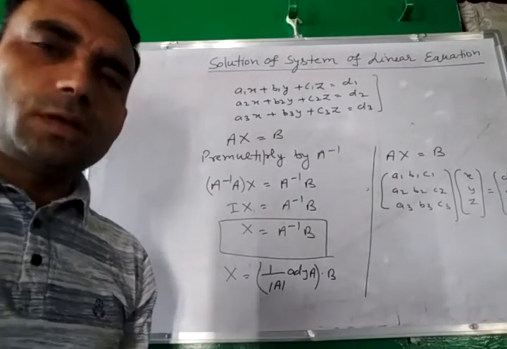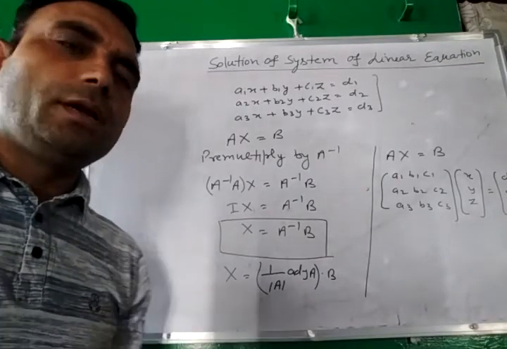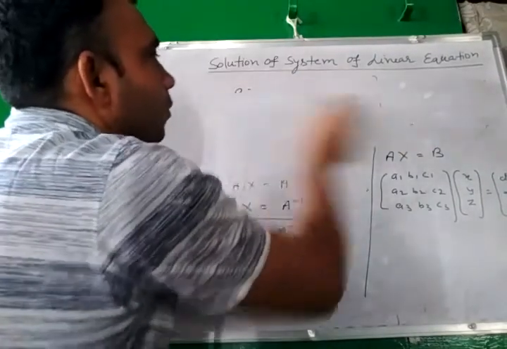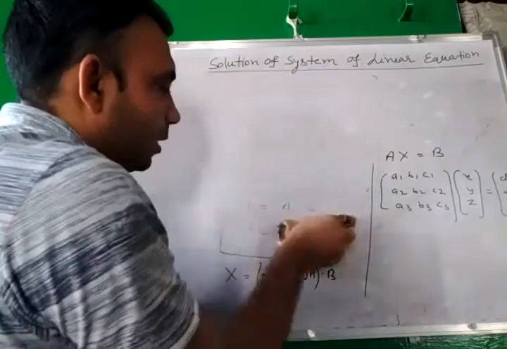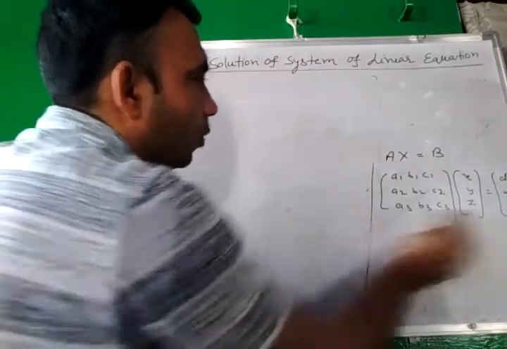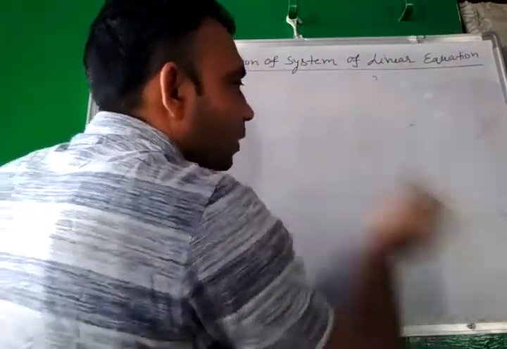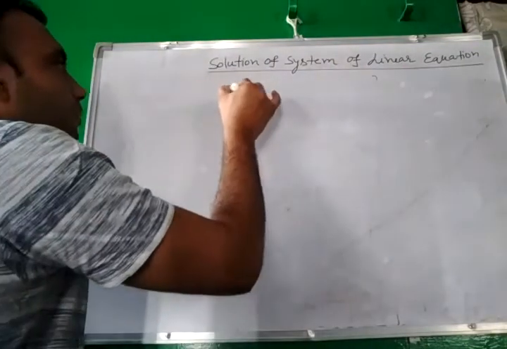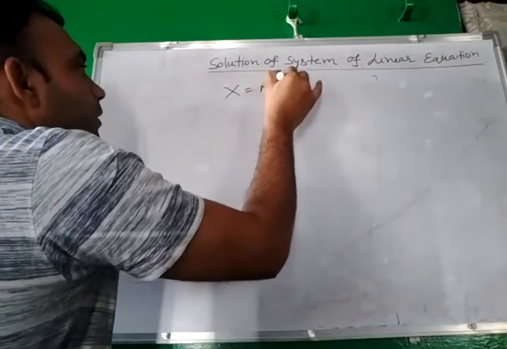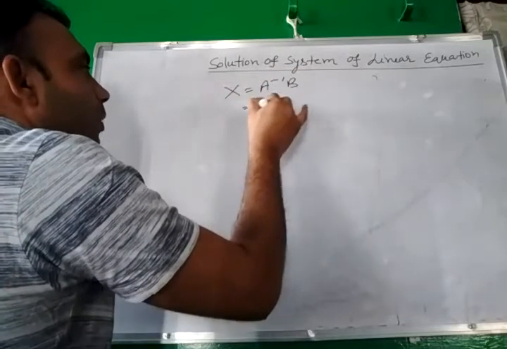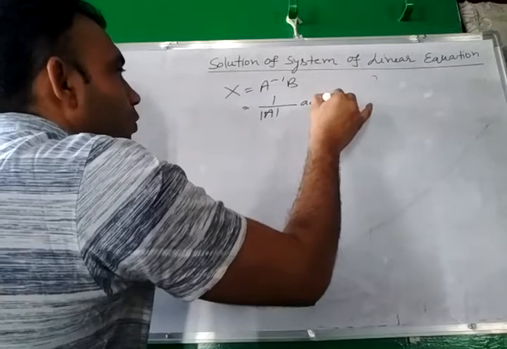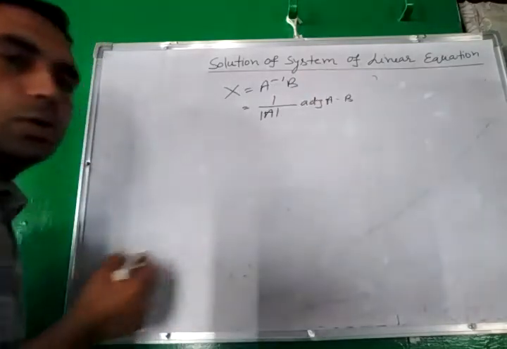Now we will discuss the consistency and inconsistency of a system of linear equations. What we have done is that X can be represented in the form of A inverse B. Now there are three cases. X = A inverse B, where A inverse = 1 upon determinant of A into adjoint of A, so X = (1/|A|) adj(A) B.